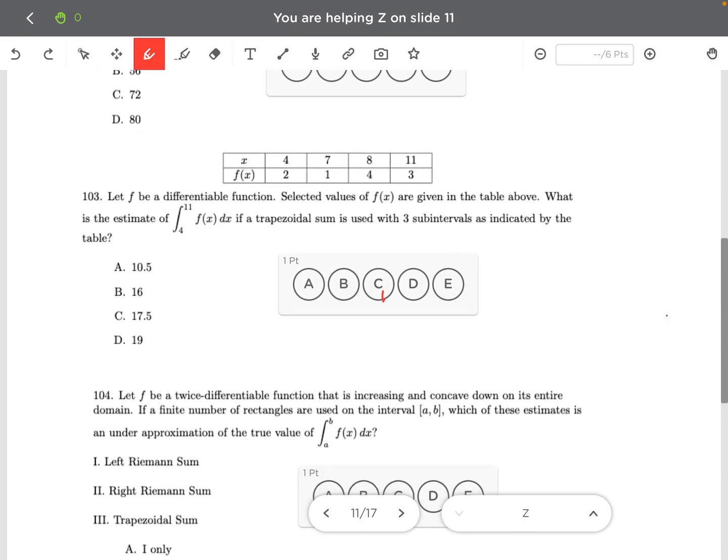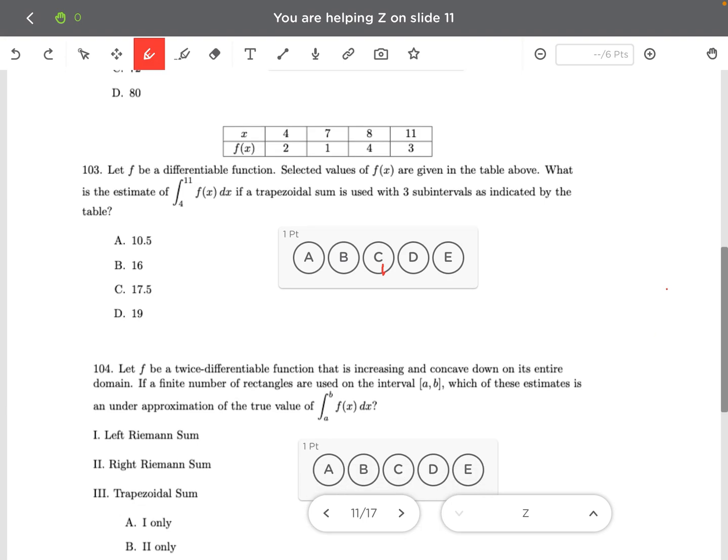And then this one here, again, a table problem. We want to do a trapezoidal. So remember, area of a trapezoid is 1/2 the height times the sum of the 2 bases. We're going to do 3 trapezoids. So here's your first trapezoid. So it's 1/2. The height of the base is really the width, which is 3. And then your bases are your y values, which are 2 plus 1.